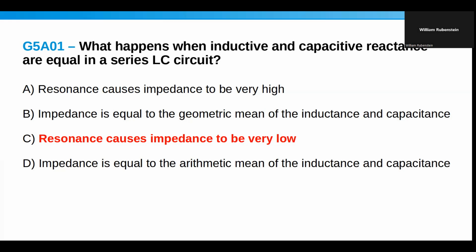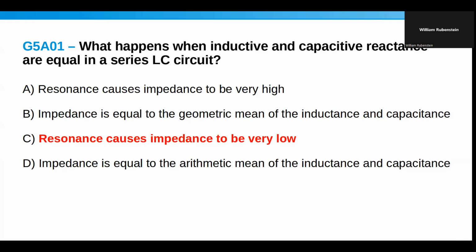So if it was a series LC circuit, you're going to have a resistor in series with 0 ohms. So it's going to be whatever the resistance value is. It's going to be much lower than when it is off resonance, where you have some impedance.